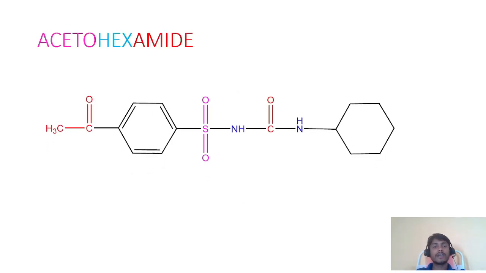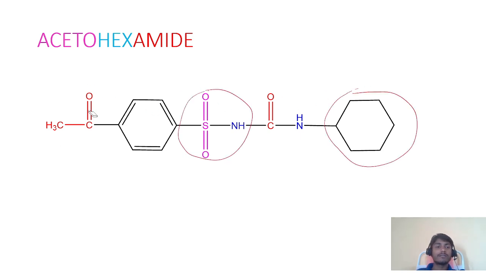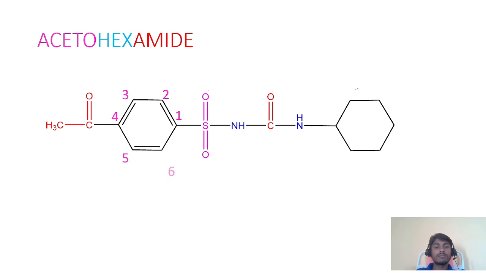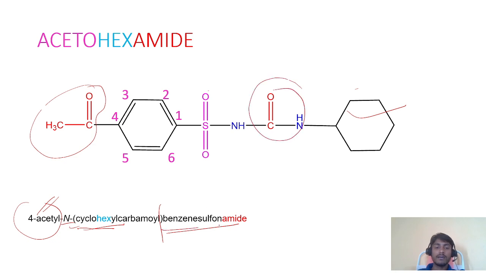Next, acetohexamide. See, acetyl group is there. This is a hexyl group. Next amide, sulfonamide. So same functional group. This is the numbering and IUPAC name. See, benzene sulfonamide is there. Fourth position it is containing an acetyl group. On nitrogen what is there? Cyclohexyl. This one is cyclohexyl. Carbamoyl group is there. Then benzene sulfonamide.